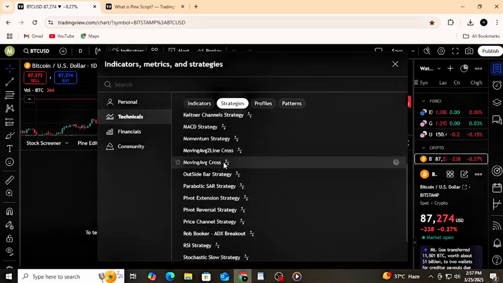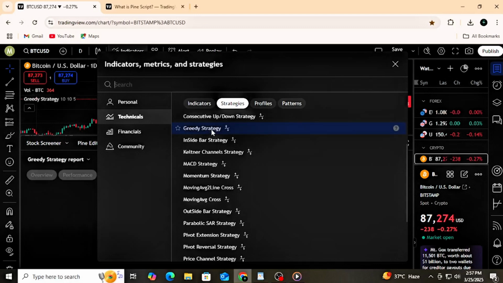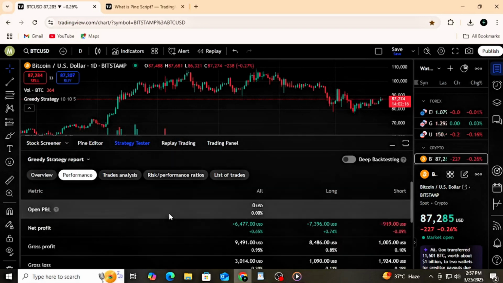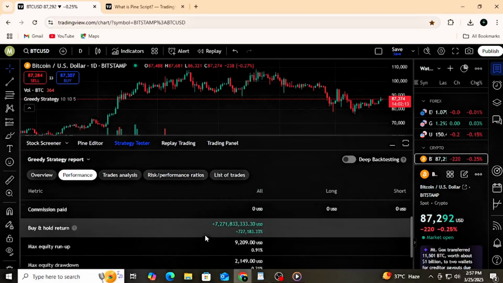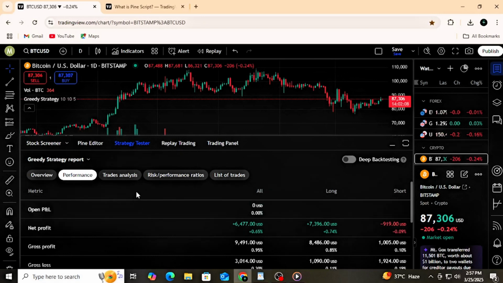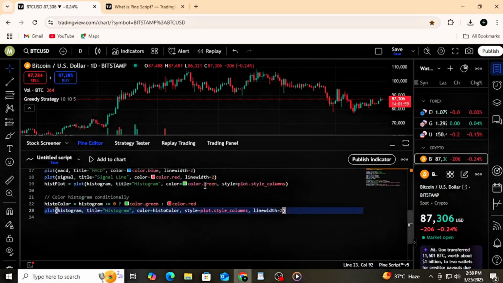This allows traders to test their strategies against historical market data to evaluate their effectiveness before applying them in live trading. By analyzing past performance, traders can identify potential weaknesses, adjust their parameters, and improve their trading strategies. While indicators assist in market analysis by highlighting trends and signals, strategies help traders automate decision-making and assess profitability. Together, they provide a powerful toolkit for traders looking to enhance their trading precision and efficiency.